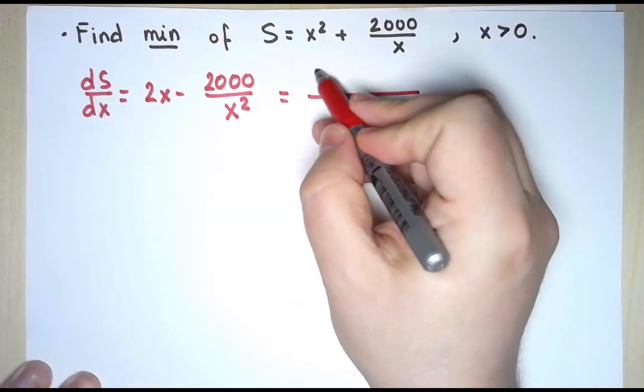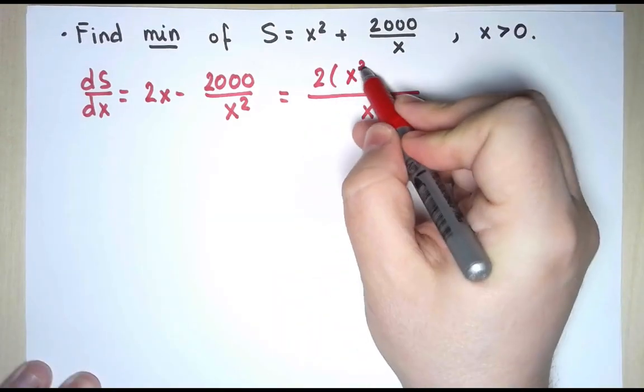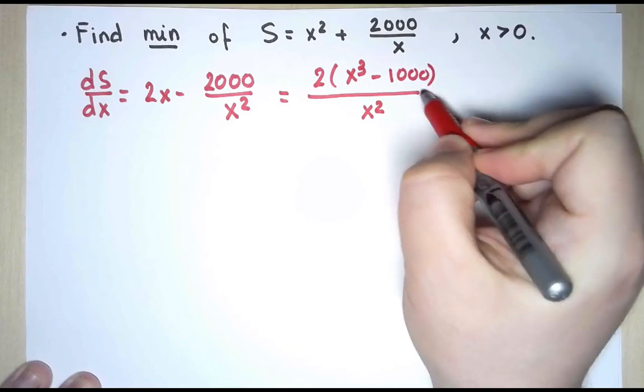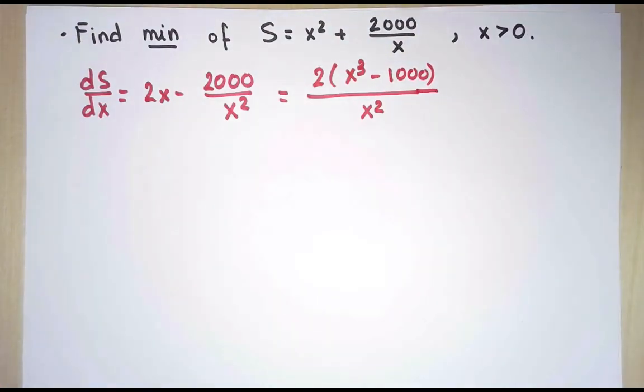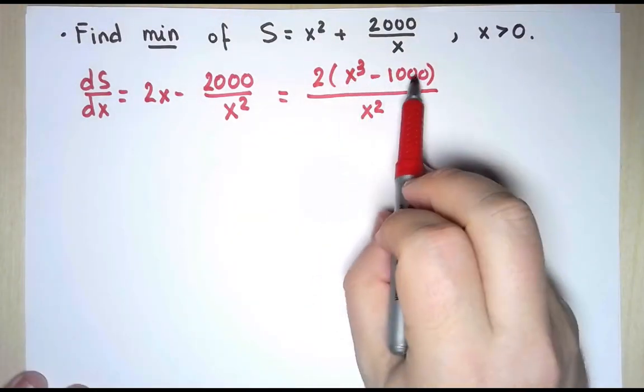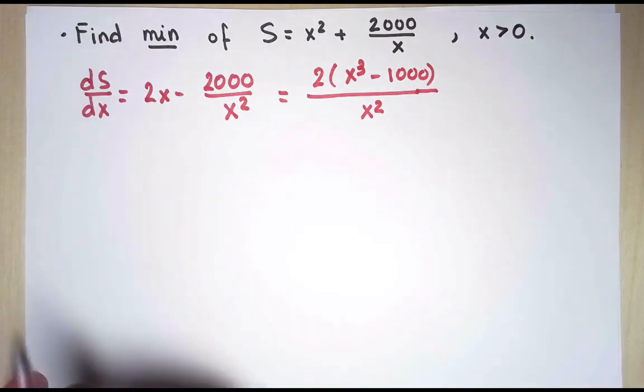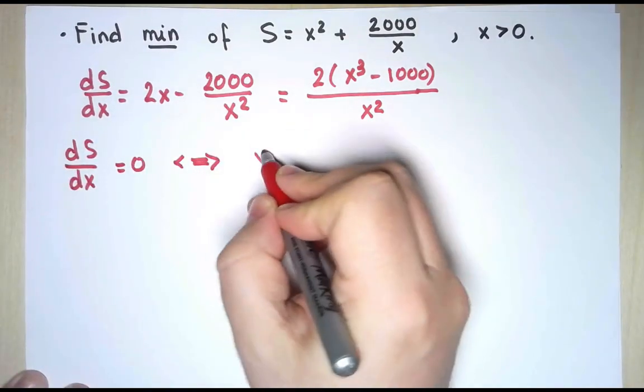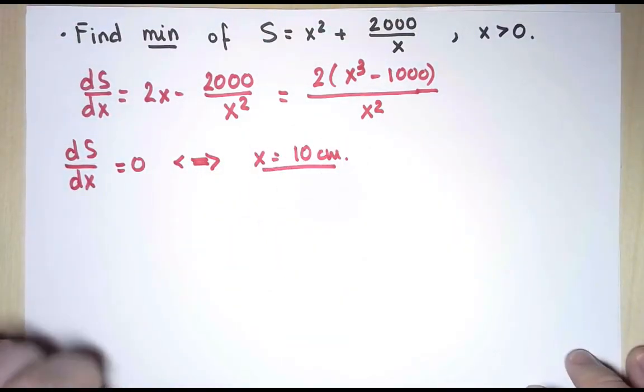I can also factor a 2, and in the top I get x cubed minus 1000. And once I put it this way, it's clear. The derivative is 0 exactly when x cubed is 1000, or in other words, when x is 10. That's the only critical point.